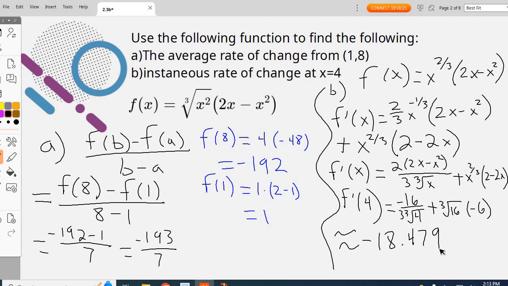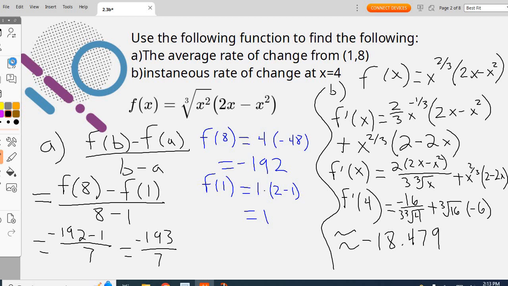But both of them are negative, so that's good, and it's not like we got 200 on this one and 2 on that one. So they're still within the realm of, okay, that makes sense. Alright, do we have any questions on any of the stuff that we did up there?